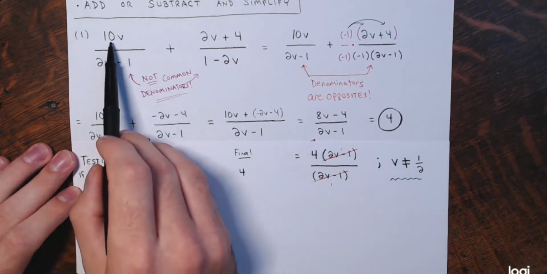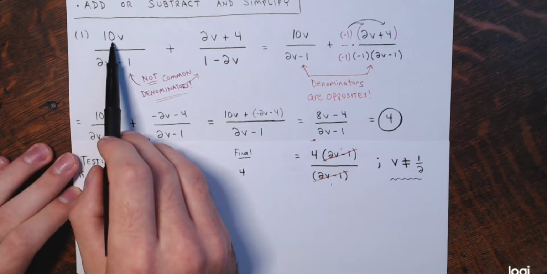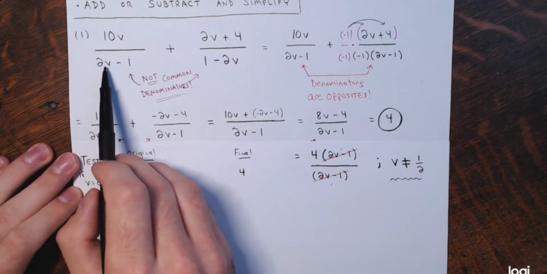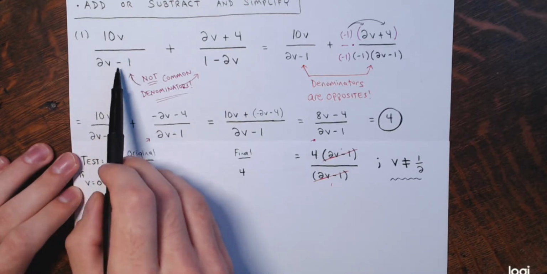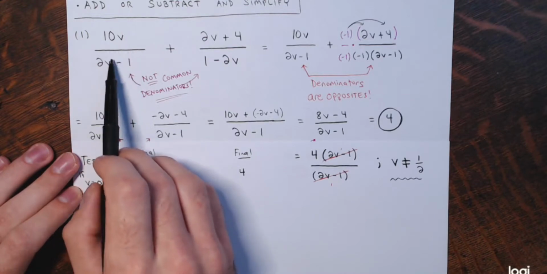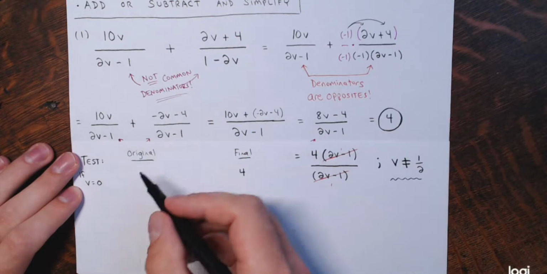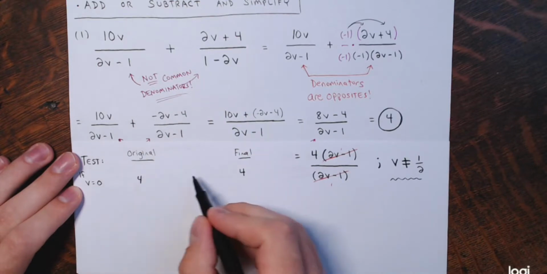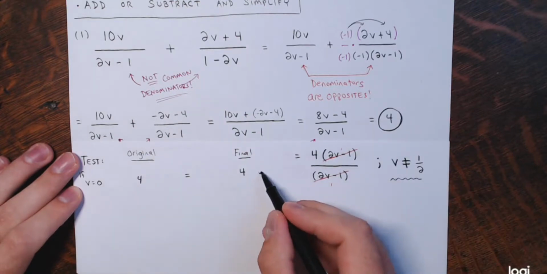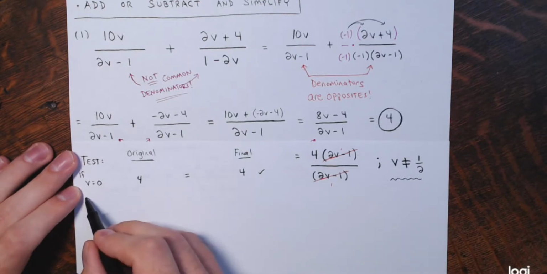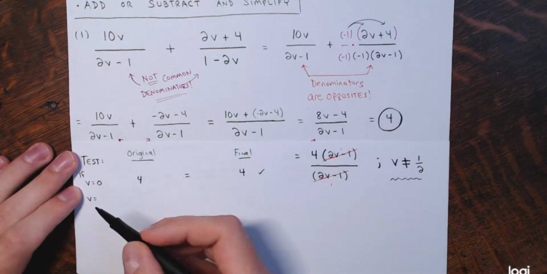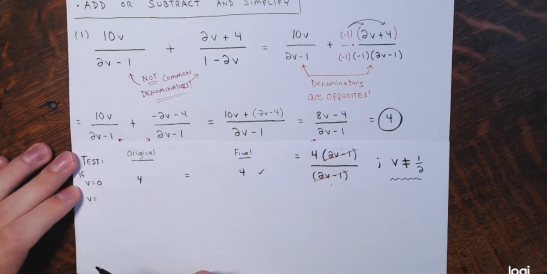Well, go back to the original expression. 10 times 0 is 0, divided by 0 minus 1 is negative 1. 0 divided by negative 1 is 0. So I have 0 plus, and then 4 divided by 1 is 4. 0 plus 4 is 4. I get 4 for the original, 4 for the final. That works. And it should work out like that no matter what you plug in for v.